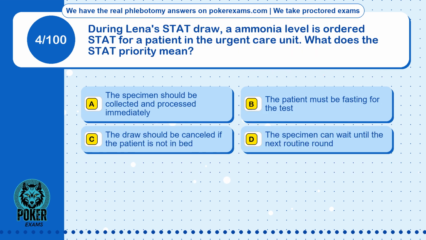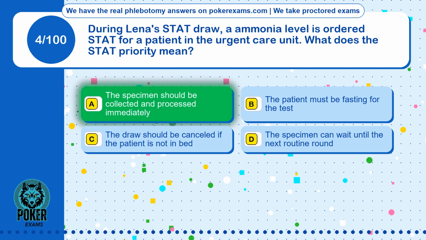Question 4. During Lena's stat draw, an ammonia level is ordered stat for a patient in the urgent care unit. What does the stat priority mean? Option A. The specimen should be collected and processed immediately. Option B. The patient must be fasting for the test. Option C. The draw should be cancelled if the patient is not in bed. Option D. The specimen can wait until the next routine round.